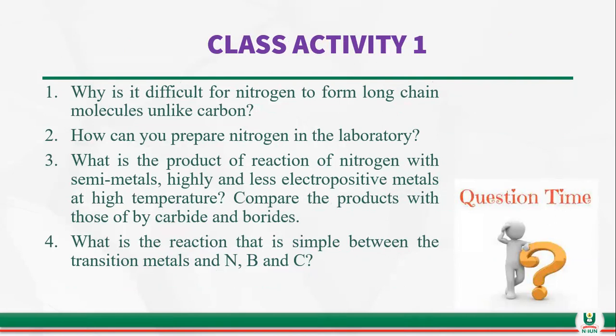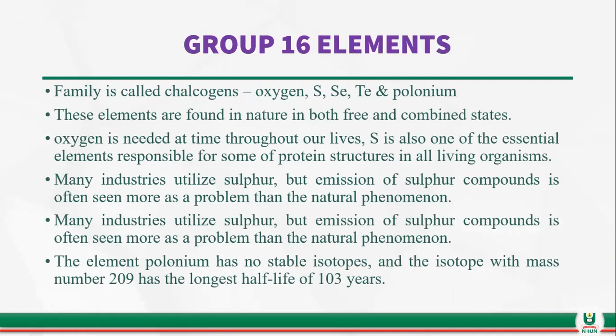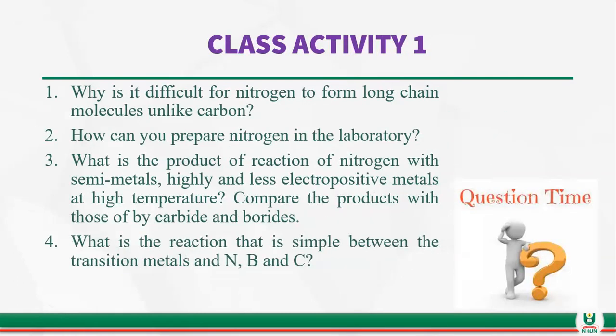What is the simple interaction between the transition metal and the nitrogen, the boron, and the carbon? You remember what we call interstitial compound. When group 13, group 14, group 15 elements are reacting with transition metal, they form the interstitial compound. I don't need to go back to that because we have already discussed it at length in the carbon family.